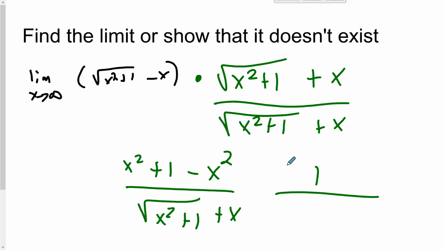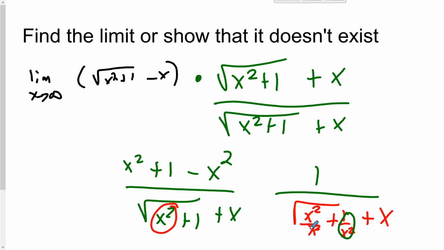So I divide the inside, because that is being square rooted, x squared. That means I have to divide that by x squared, and the 1 by x squared, and then plus x. So as I plug in infinity, this is going to go to 0. This is going to cancel out to 1, so I just have x plus 1. So I have 1 over 1 plus x, and that's just going to go to 0.